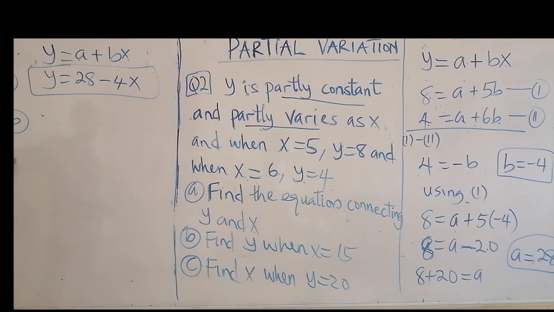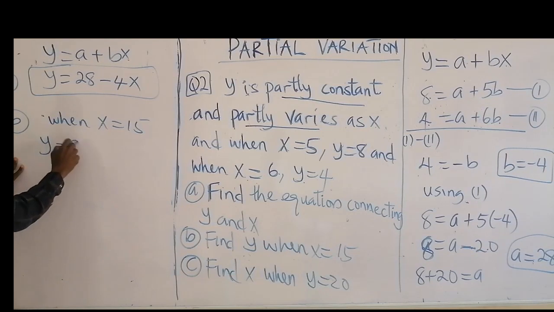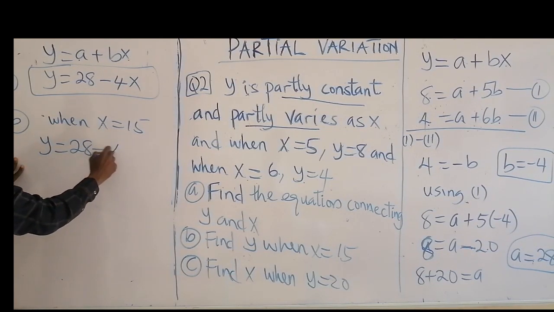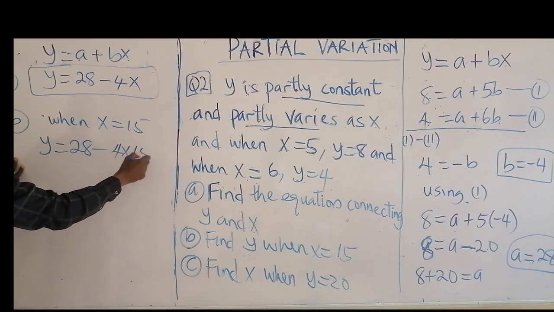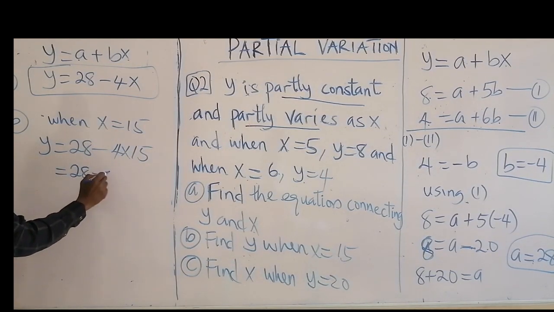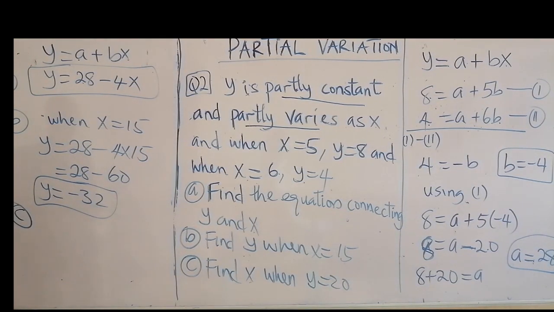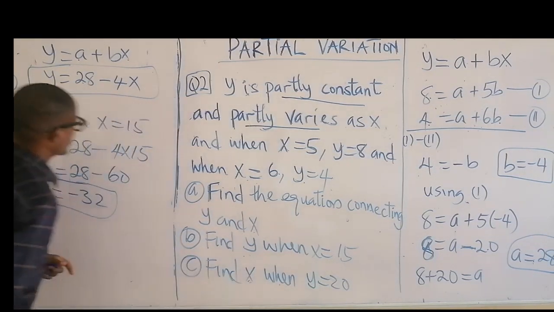Find y when x is 15. When x is 15, we're going to have y equal to 28 minus 4 times 15. 4 times 15 is 60. So I'm having minus 32 for y. Minus 32 for y.